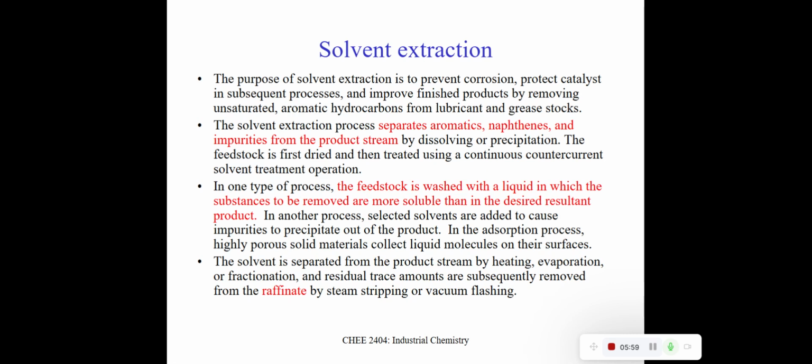Now, these solvents which we use dissolve the feedstock in such a way that the solvent can be removed from the final product by heating, evaporation, and fractionation, and residual trace amounts are subsequently removed from the raffinate by steam.